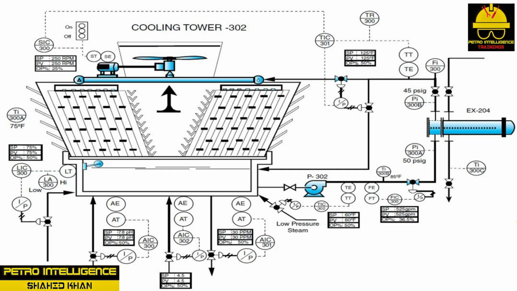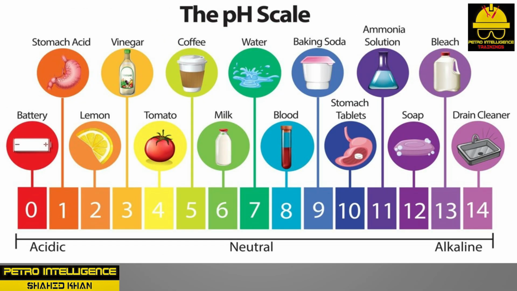AIC 300 continually analyzes the pH in the basin and adds small amounts of acid to maintain operational requirements. The cooling tower specification range is 7.6 pH to 8.4 pH on water in the recirculation system. This picture shows a pH scale.